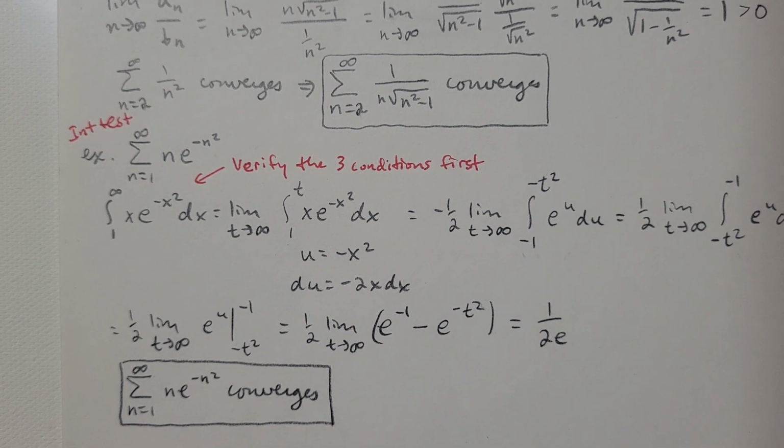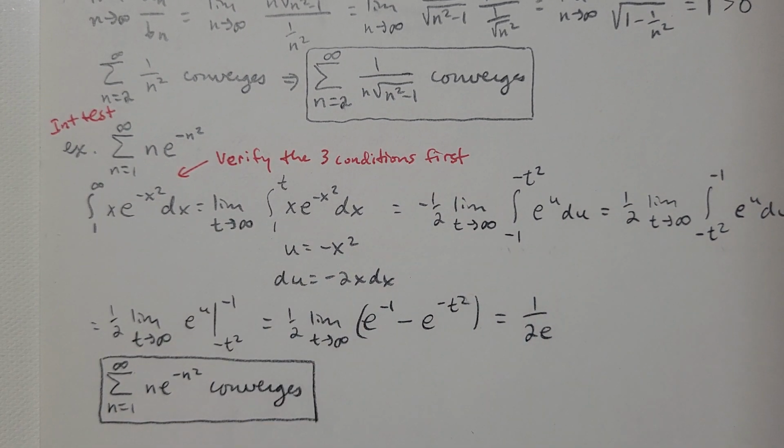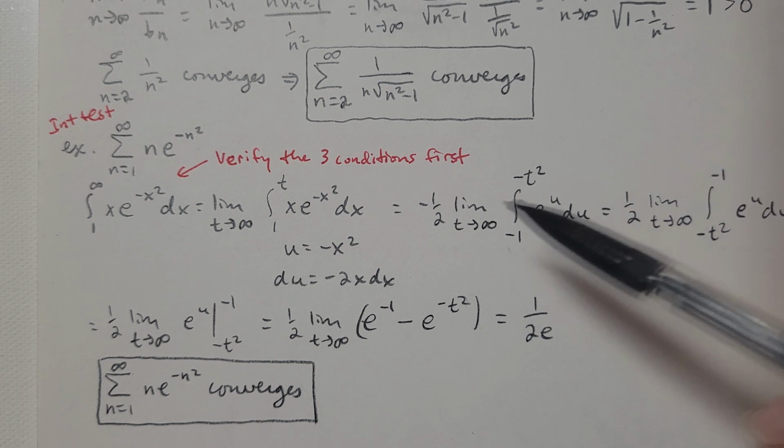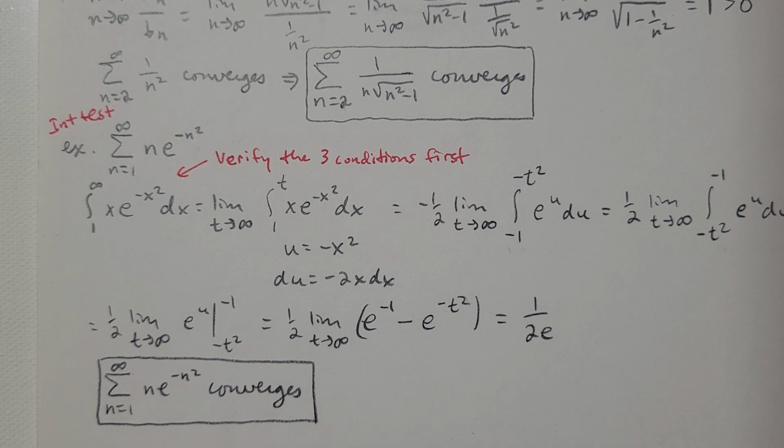Well, if I use that test, I got the integral going from 1 to infinity of x times e to the negative x squared dx. And that is the limit as t approaches infinity of the integral going from 1 to t of x times e to the negative x squared dx. So remember that it's an improper integral. Yeah, it's going to be a u substitution.